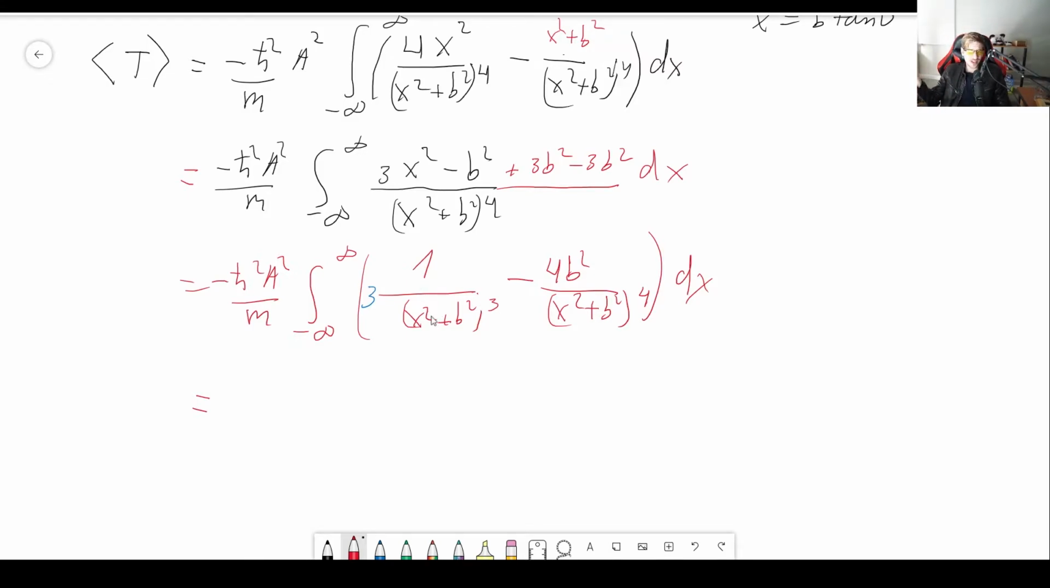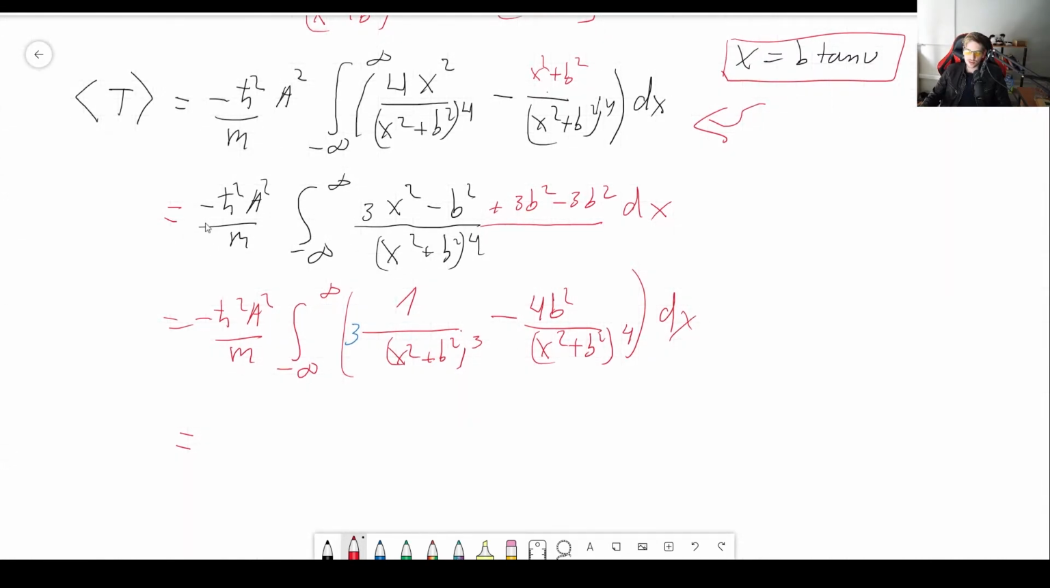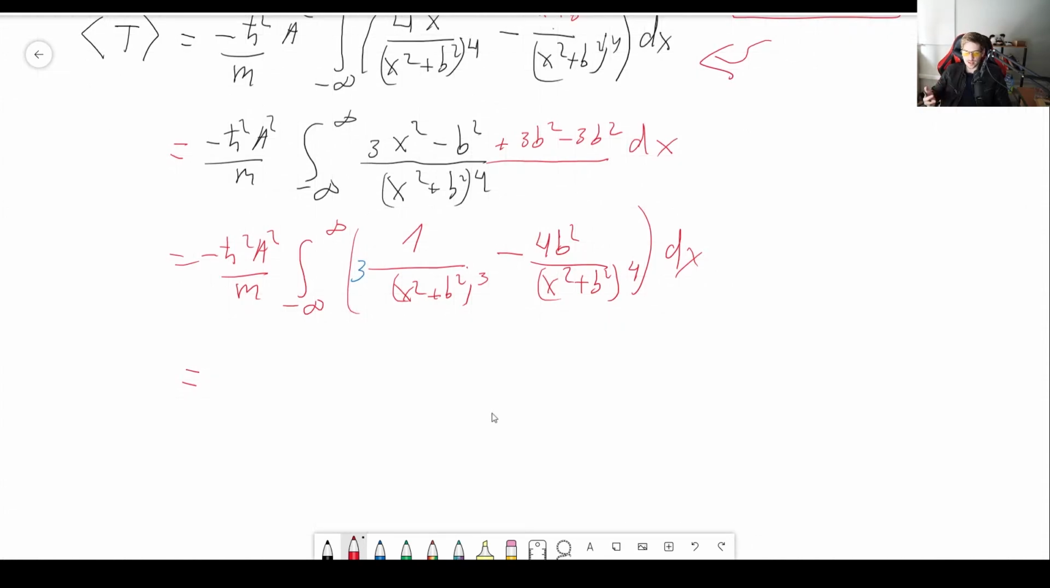Again, it isn't really necessary for you to do this. You could have just went straight ahead here and plugged in x equals b tangent u. I think it involves more work. That's why I just took the time to simplify this a little bit. But again, it really doesn't matter. So if you didn't think of this and you just went straight in, it really does not matter. Okay.